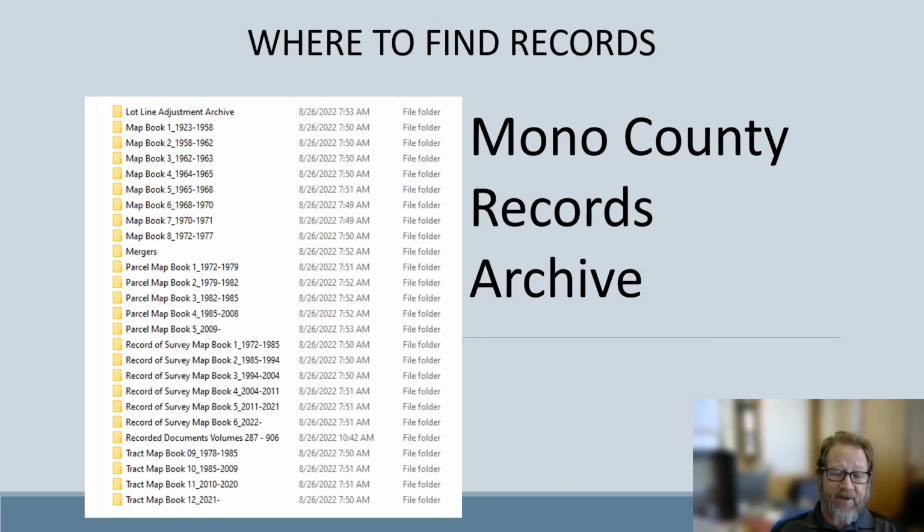Once you've identified the records that you need to pull for a specific map, the next part is finding them, actually finding the record itself. So one place to look for records is within our Mono County Records Archive. About 99% of the records out there are in this archive.